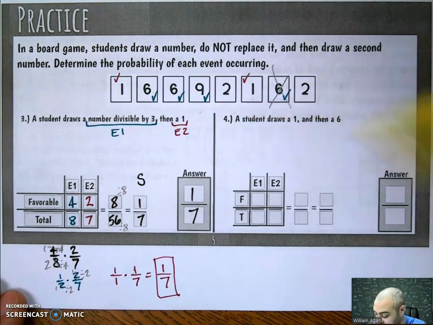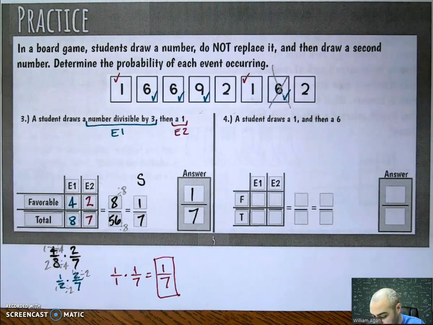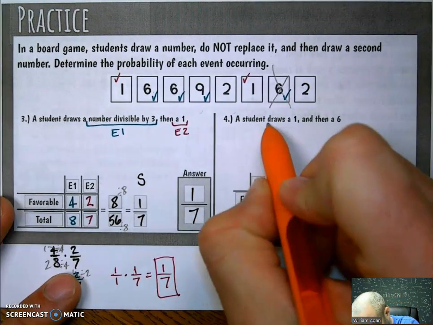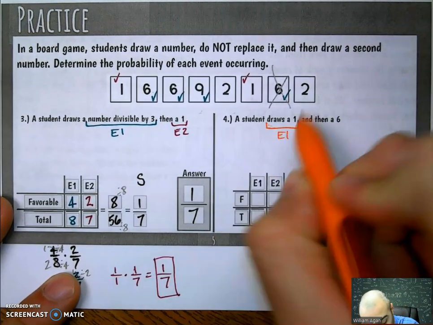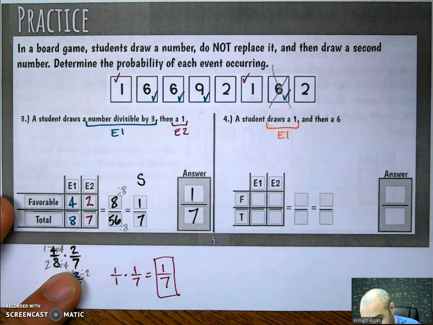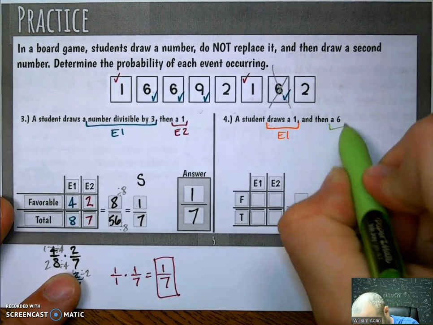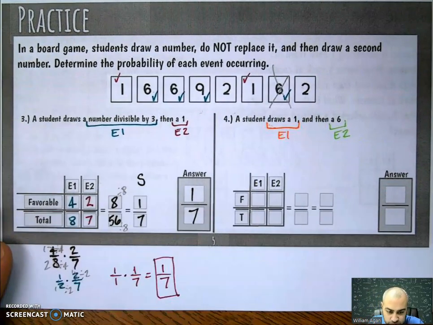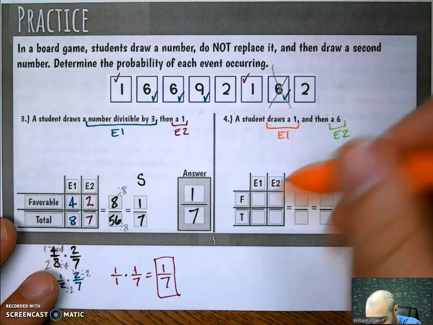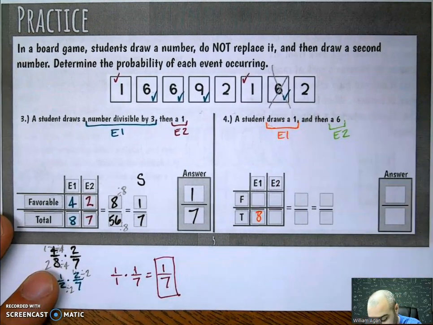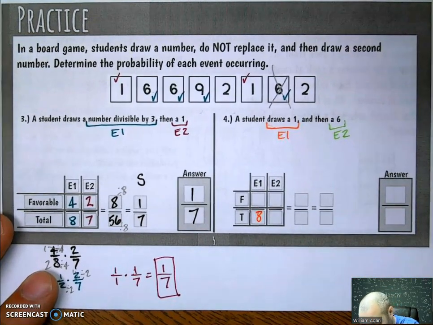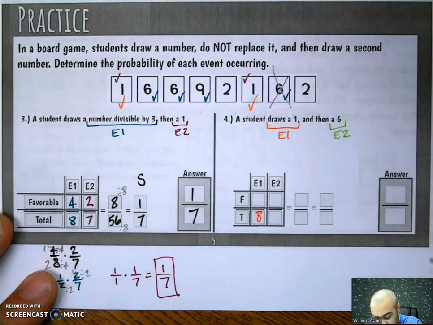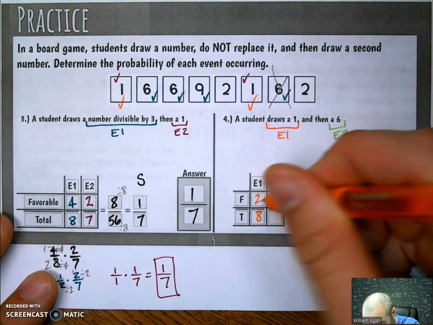Okay, so let's look at number 4 now. A student draws a 1 and then a 6. So, draws a 1. That is event number 1. Then a 6. That is event number 2. And we put that 6 back. Everything goes back to normal for event number 1. There are 8 total cards. And how many 1s are there? Okay, here's a 1 and here's a 1. So that means that there are 2 favorable events or outcomes.